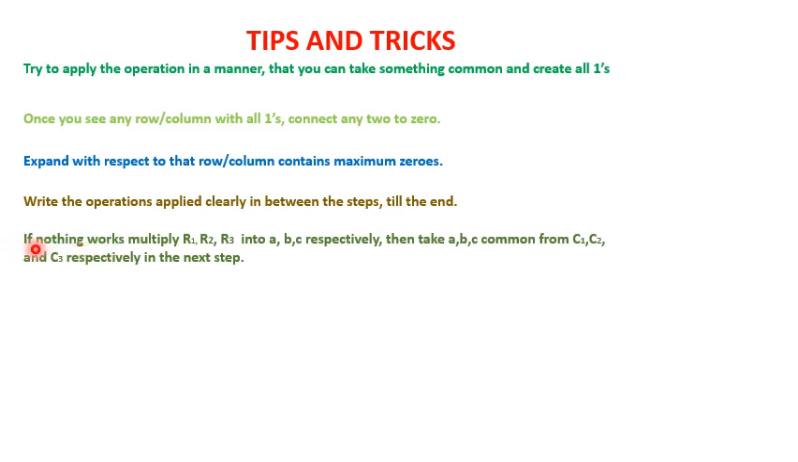So once again, just go through it. If nothing works, multiply R1, R2, R3, row 1, row 2, row 3 by A, B, C. Then take A, B, C common from C1, C2, C3 in the next step. So this one we will keep in reserve, and when it is necessary, we will take it out.